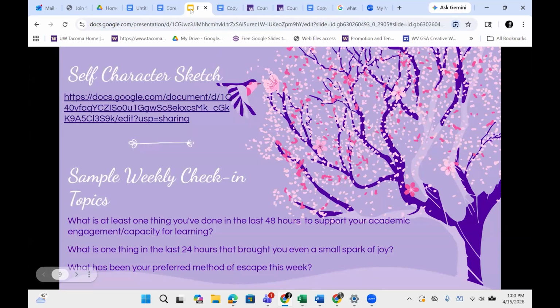shared life experiences. And then the sample weekly check-in. These are just three examples. They especially like the what has been your preferred method of escape this week. Because again, we spent very little time on this. This is about community building.